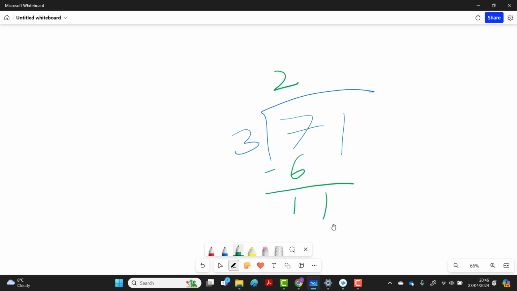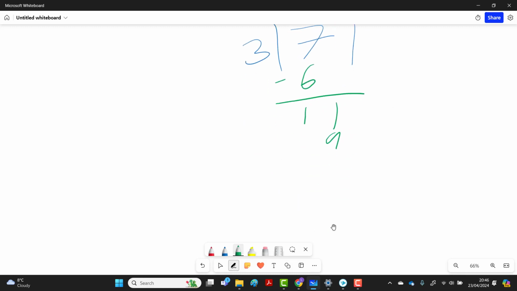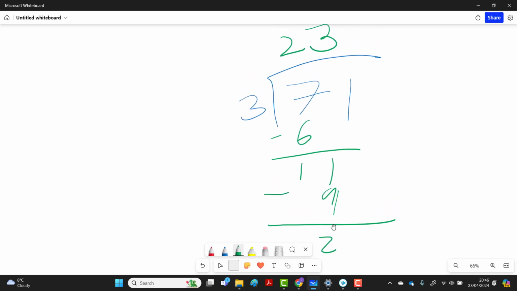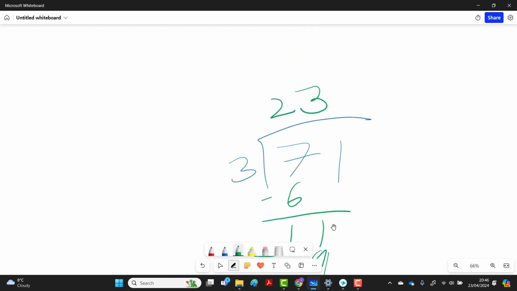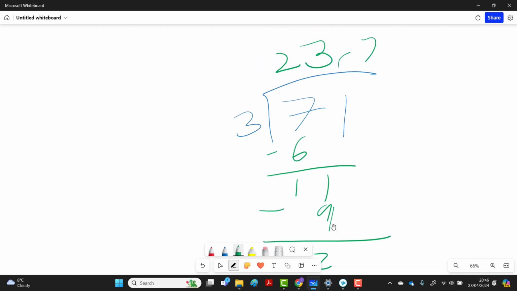12 is too high, so I have to go one below, which is 3 times 3, which is 9. Do the takeaway, and that gives you 2. Now, that's the remainder, because there's nothing else and it's below the numbers in the 3 times table. So the answer is 23, remainder 2. So that's for remainders.